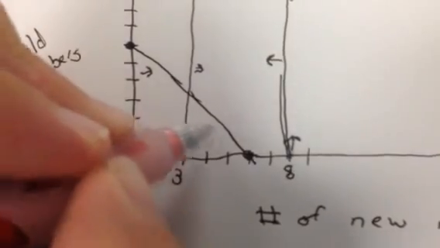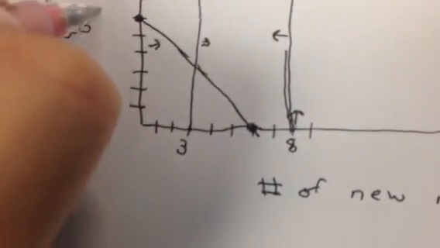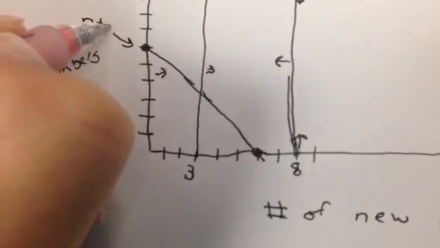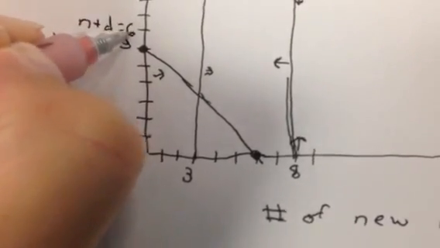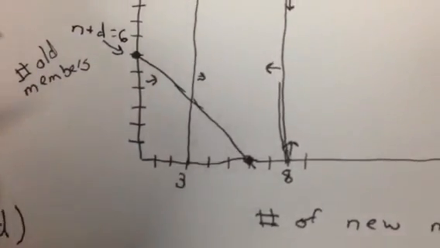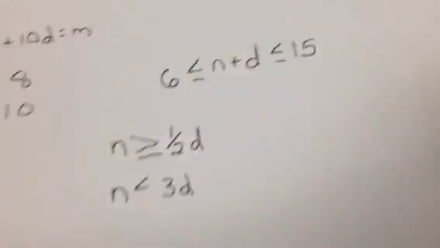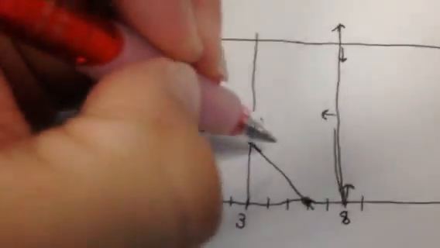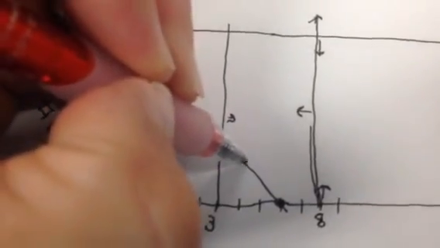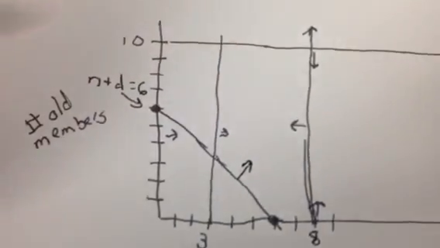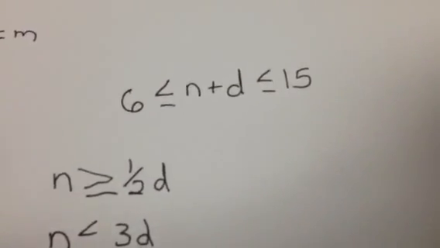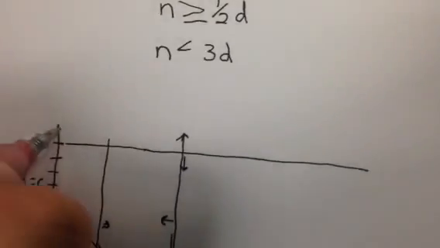This is the line where the number of new plus the number of old is 6. We could go ahead and plug in 0, 0 and find out that 0, 0 wouldn't work for this. So we can go ahead and shade away from it. So we're shading in this direction. Then we also have that the number of new plus the number of old has to be less than or equal to 15. So that gives us two values.